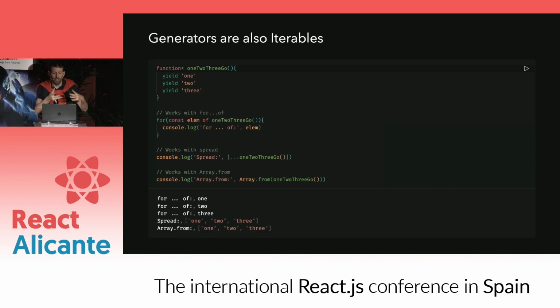The thing that I want to focus on is that generators have built-in iterable support. So that means that they work seamlessly with all of JavaScript's iterator features. So you can use generators in for-of loops, or with the spread operator, or with Array.from, and any other API that respects an iterable. So this makes generators feel completely natural as part of the language, not something that has been bolted on lately.